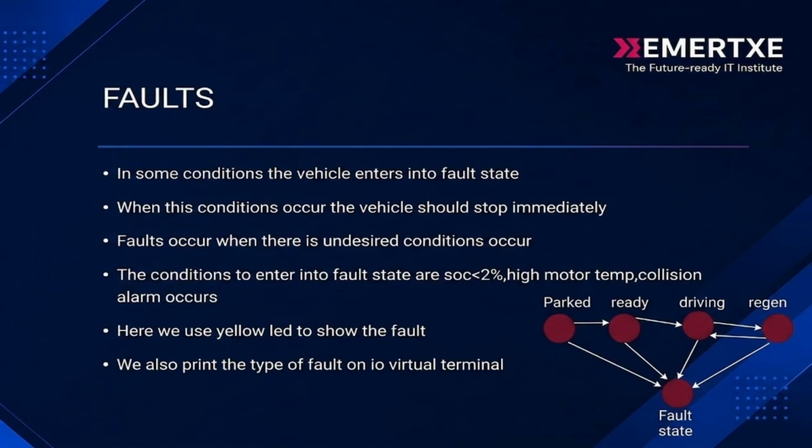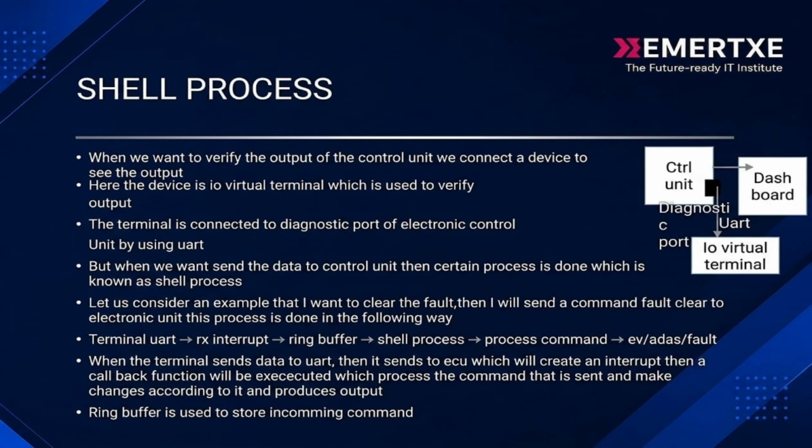Here we use a yellow LED to show the fault. We also print the type of fault on the IO virtual terminal. Shell process: when we want to verify the output of the control unit, we connect a device to see the output. Here the device is the IO virtual terminal, which is used to verify output.